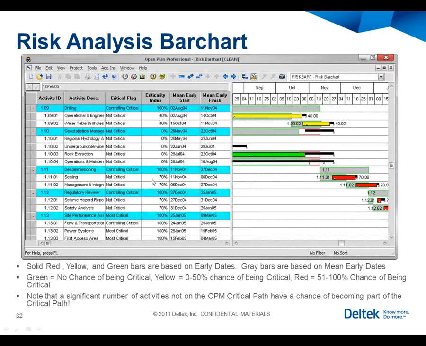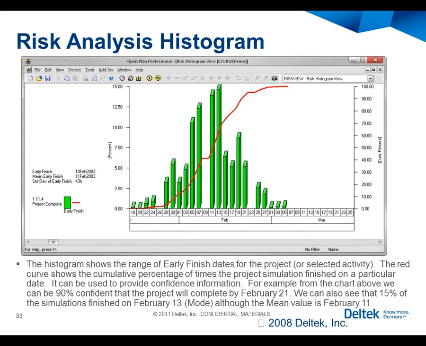Here's a view of a risk analysis bar chart. Risk analysis histogram, which depicts the probability of a particular date being hit from a start or finish perspective. And then as we go out in time, you have a cumulative curve that shows the probability over time. So as I get to later and later in the project, I have a higher probability of accomplishing my start or finish date.